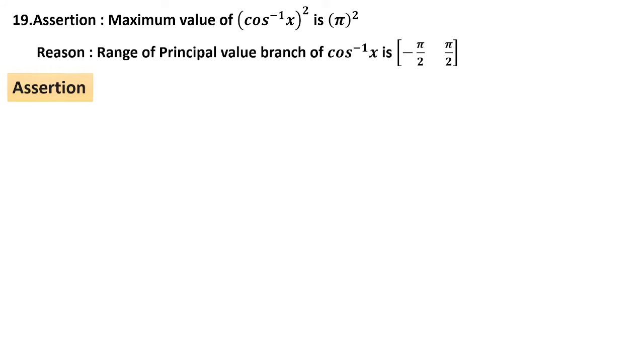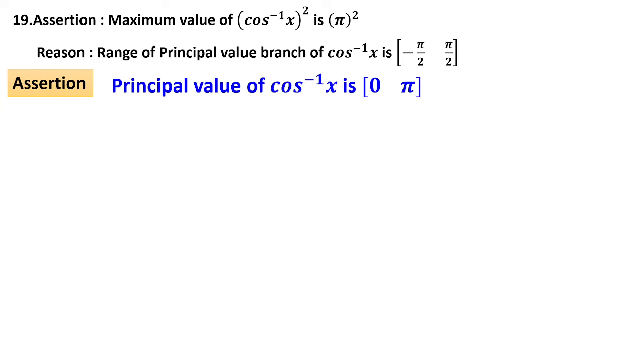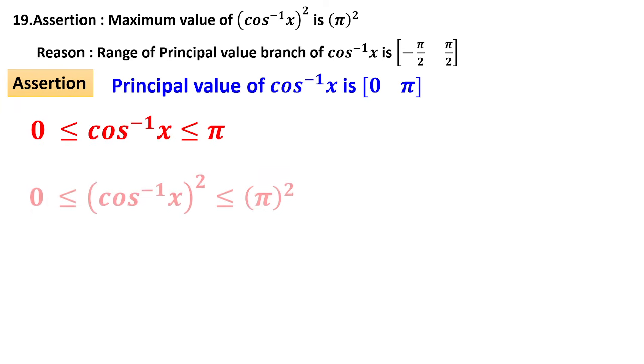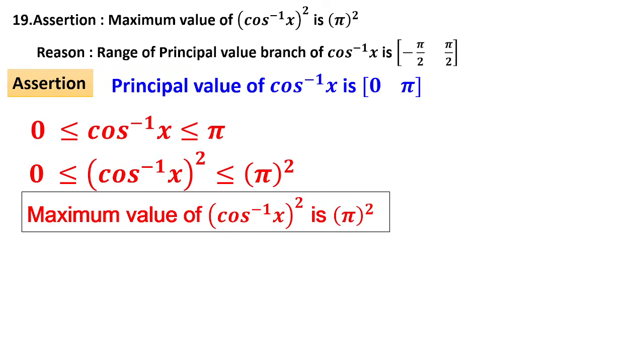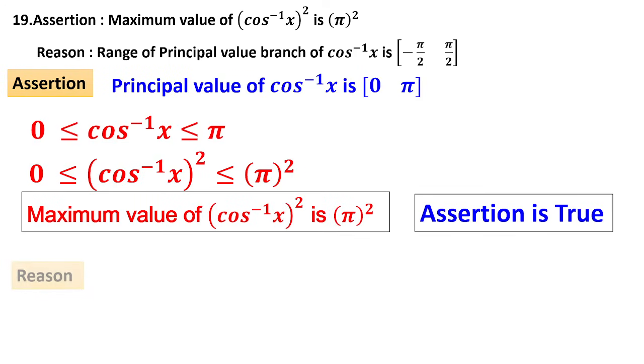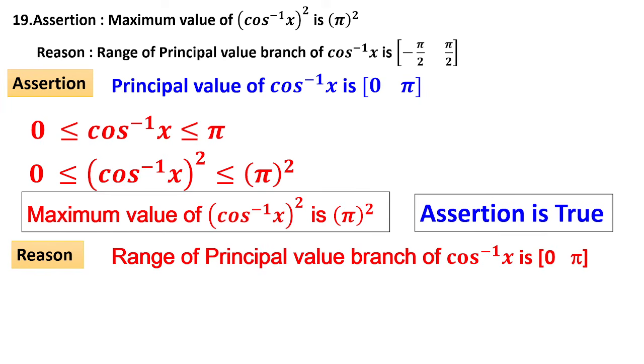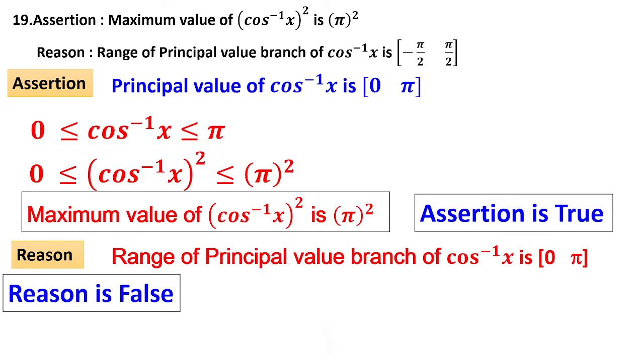The assertion: the maximum value of cos inverse x the whole square is pi square. Now, what is the principal value of cos inverse x? It can be from 0 to pi. Therefore, 0 is less than or equal to cos inverse x less than or equal to pi. Square both sides. You are getting the maximum value as pi square. Therefore, the assertion is true. But the range of the principal branch of cos inverse x is 0 to pi. Therefore, the reason is false.